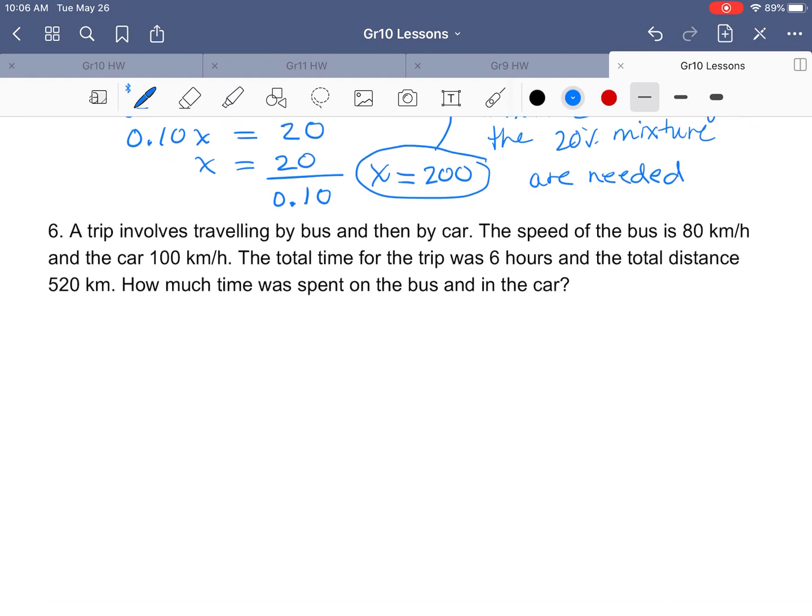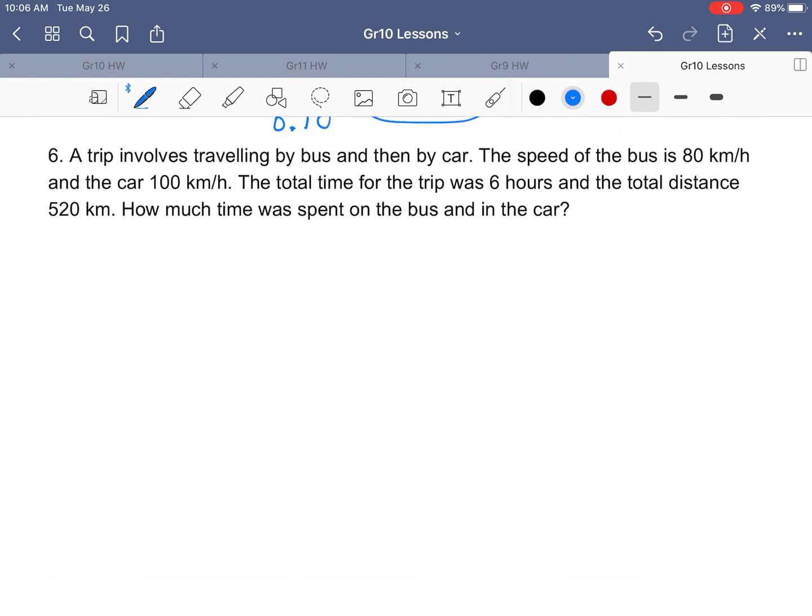Okay, last word problem. A trip involves traveling by bus and then by car. The speed of the bus is 80 kilometers per hour and the car 100 kilometers per hour. The total time for the trip was 6 hours and the total distance 520 kilometers. How much time was spent on the bus and in the car?